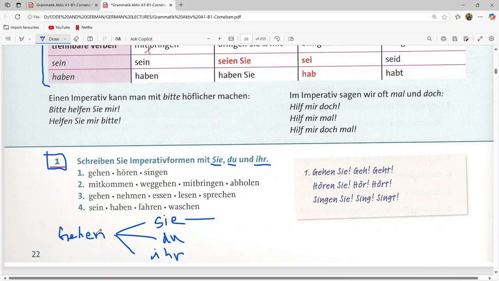So the verb gehen, in the formal you form, will be gehen Sie, like this. In the informal you form singular, it will be the verb gehen. In the du form, it is gehst, right? But st will be removed, so just it will be geh.